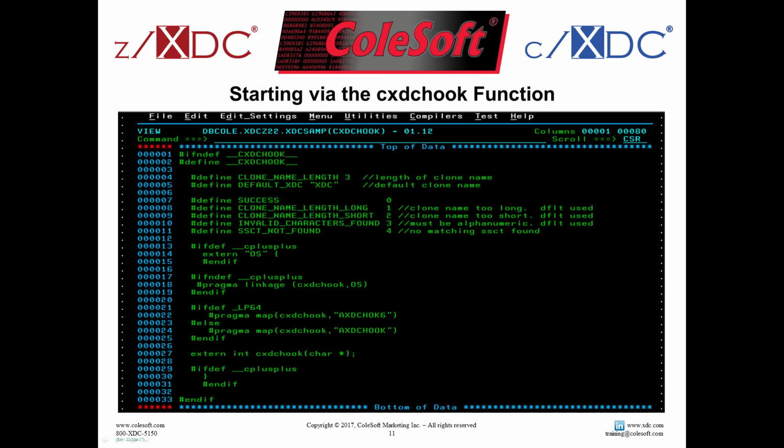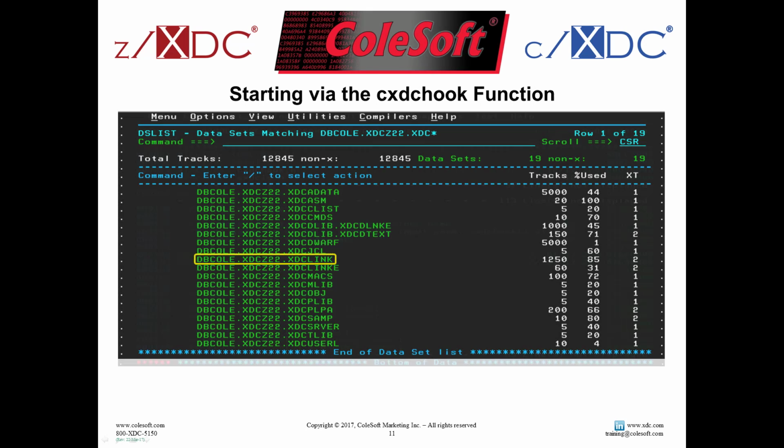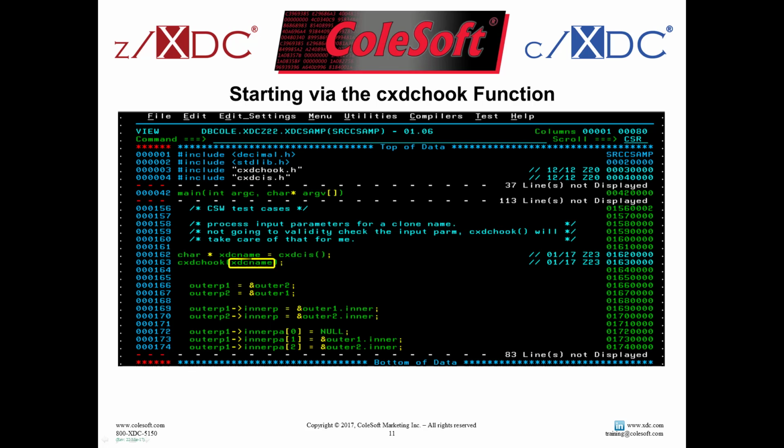The header file maps the cxdchook function to either of two assembler programs, aXDCHook for 31-bit C or aXDCHOK6 for 64-bit C. Those programs are located in the dbcall.xdcz22.xdclink library. cxdchook takes one argument, a 3-character string giving cxdc's name. Normally that will just be XDC, but it could be different, Z23 for example, if you've also installed a beta for cxdc's next release.